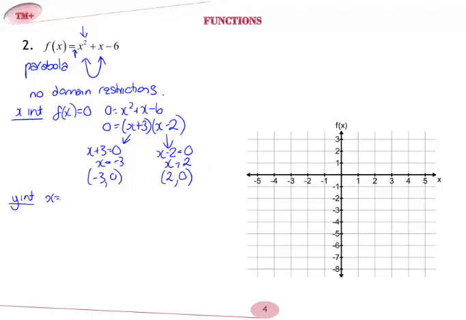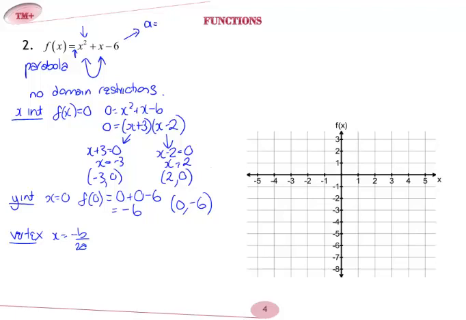The y-intercept is when x is 0. So f(0) is going to be 0 + 0 - 6, which is simply -6. So my point there is (0, -6). The other thing that I need to find is my vertex or turning point, and that's given when x is equal to -b over 2a. Here a is in front of the x², so is 1, b is in front of the x, which is 1, and c is -6. So -1 over 2 times 1 is -1/2.